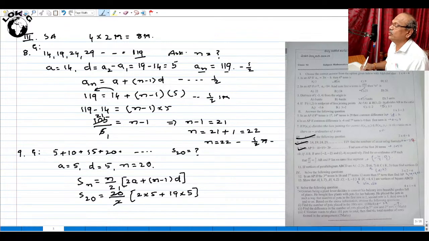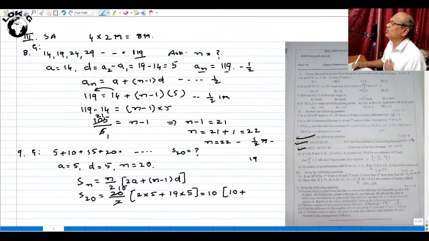2 1s are 2, 2 10s are 20. Write a 10 outside. In the bracket, you do the multiplication properly. Many of you are weak in tables. 2 5s are 10 plus 19 5s are... Don't make any hurry. Just multiply. 5 9s are 45. You carry 4. 5 1s are 5.